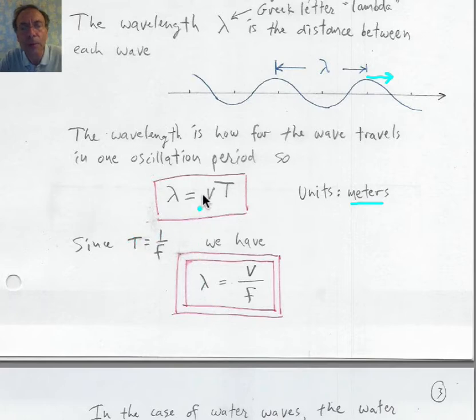Now, just plugging in and doing a little bit of algebra here, the period is the reciprocal of the frequency. So the wavelength will be v over f. I just plugged in 1 over f for T, and I got this.